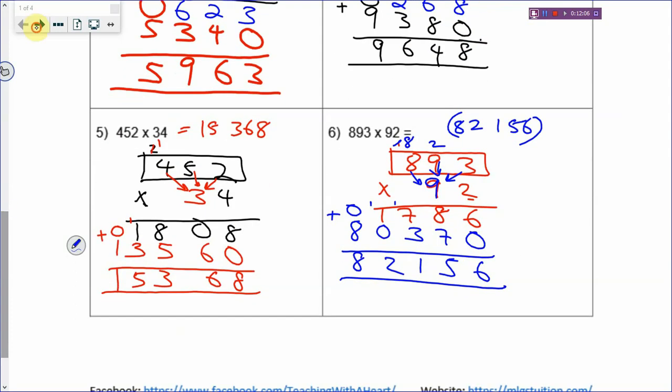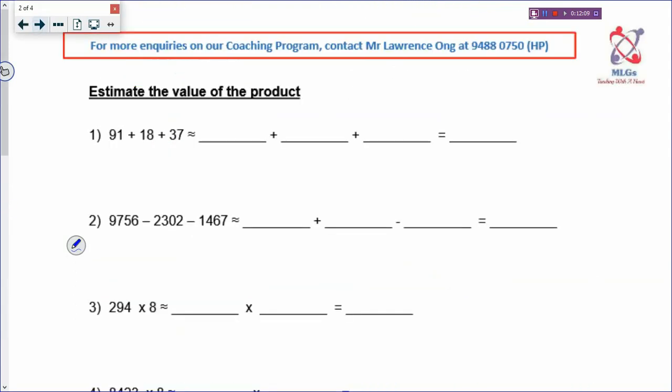So now let's go on to the next one. And how do we estimate? What is estimate? Now, estimate is something that we all like to do because we don't have to do working, right? Estimate means to get your rough answer, to get your nearest tens, nearest hundreds, or nearest thousand, so that you can work out the answer quicker. Alright, you don't want to do working when you're asked to estimate. For example, 91 plus 18 plus 37. If you do the working, well, you get the actual answer, right?